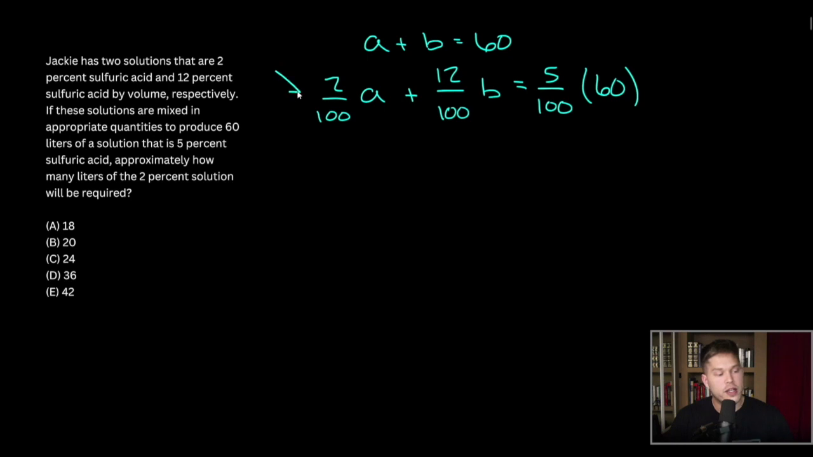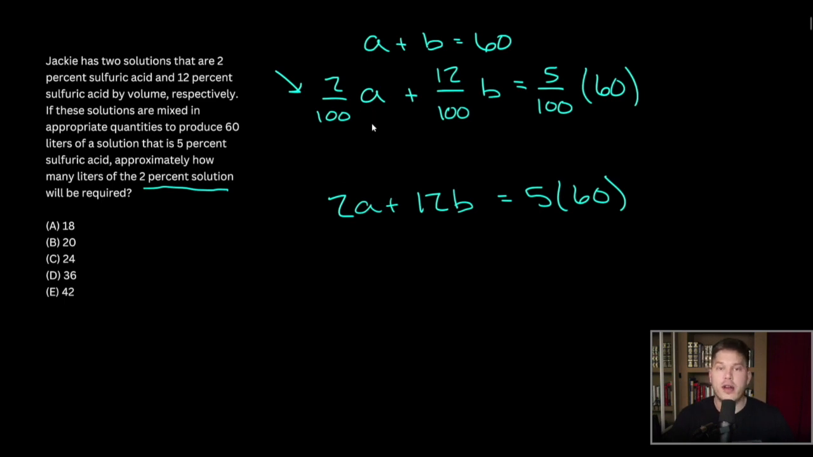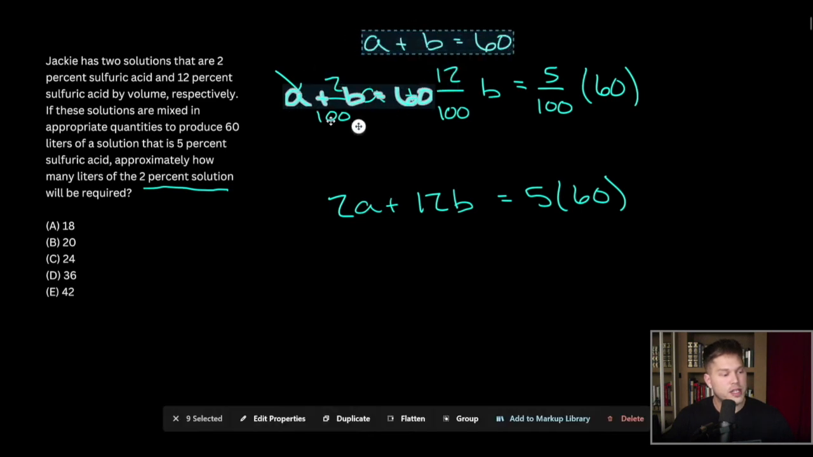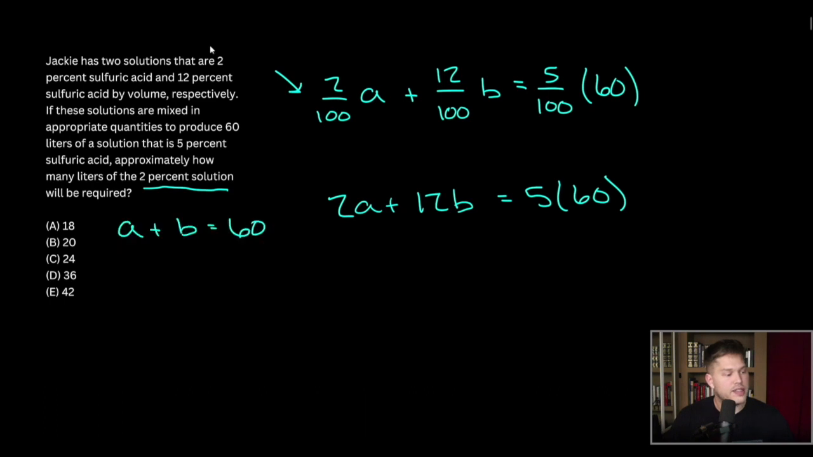Well, for our second equation, let's go ahead and multiply through by 100 just to clean it up, so that we have 2a plus 12b is equal to 5 times 60. Next, what's the question asking for? It's asking us for how many liters of the 2% solution. So we want to solve for our a variable. Since we're going to solve for our a variable, we're going to take this first equation, a plus b equals 60. Let's move it down here, and let's simplify it.